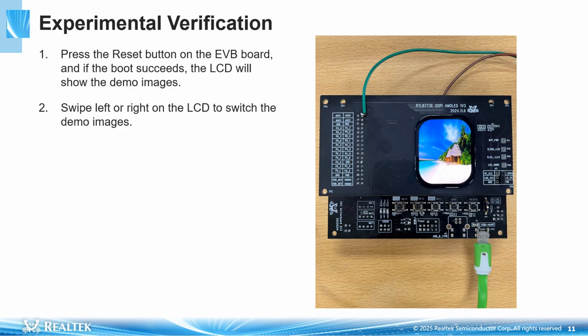Next, we will introduce the experimental verification of the GUI demo application. Press the reset button on the EVB board, and the demo image will be displayed on the LCD immediately. You can switch the demo image by sliding left or right on the LCD.